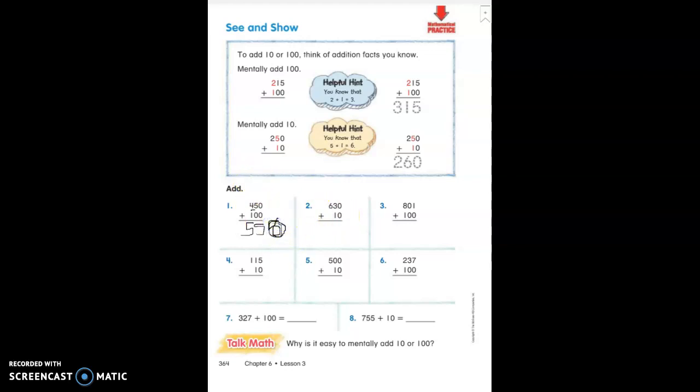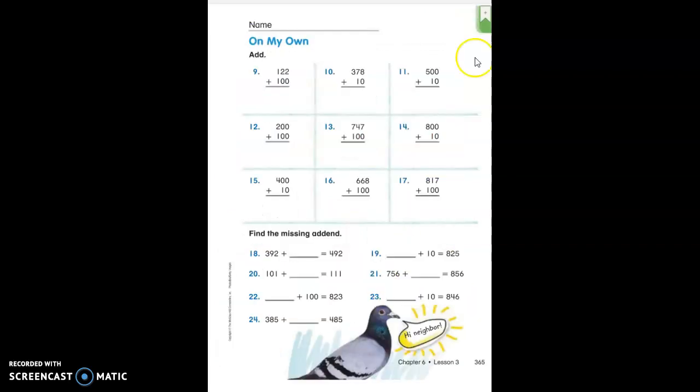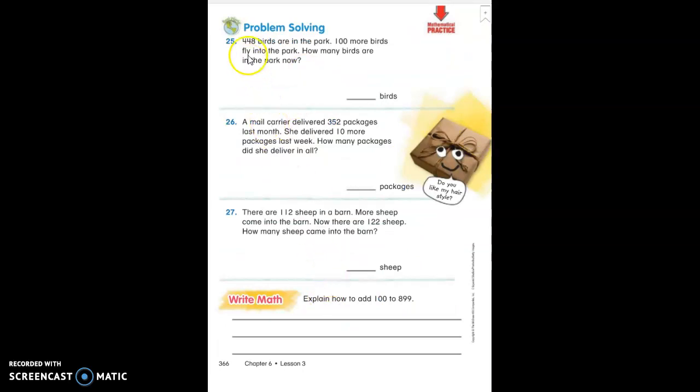Let's look at number 2, 630 plus 10. If we're adding 10, we're going to look at the tens digit, which is the 3. 3 and 1 more is 4. Everything else stays the same, 640. Go through and do this page and this page, and then work on some story problems.